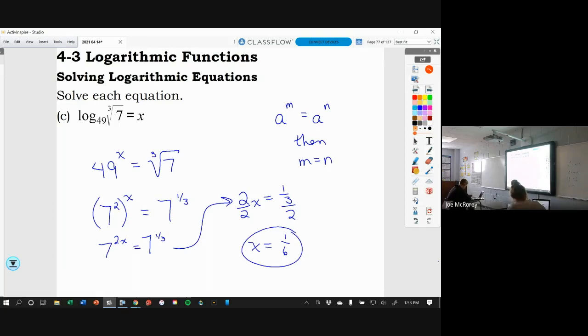Question? I kind of want to put that into the calculator. How did you get to 7 to the 1/3? Wait, how do you change the base? She's got a question.